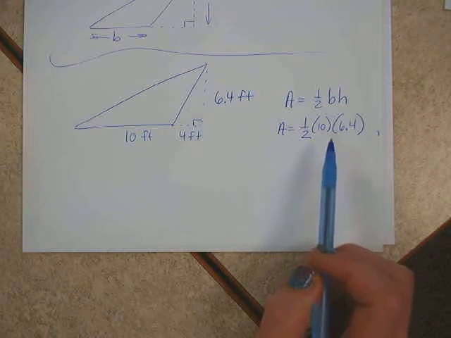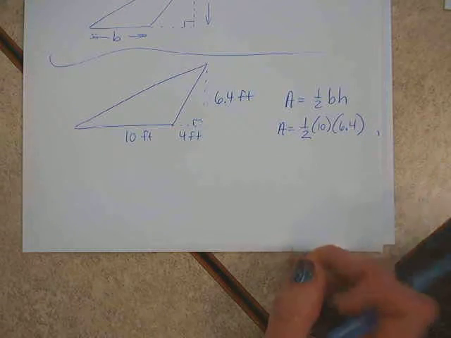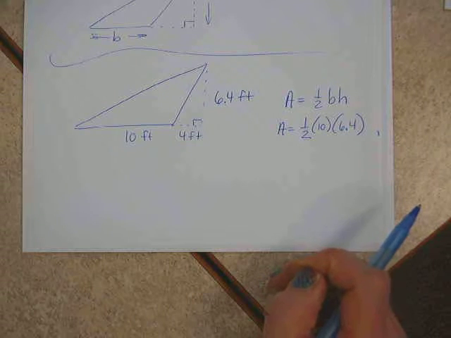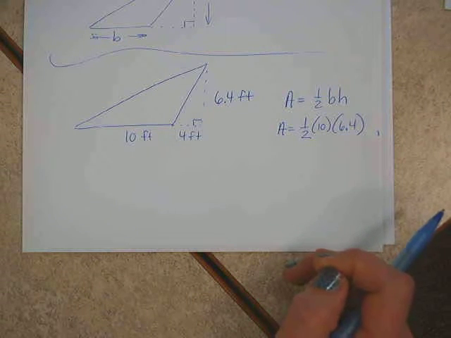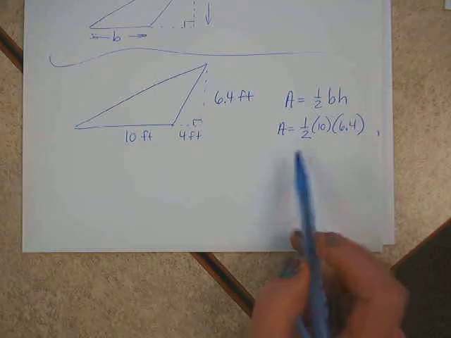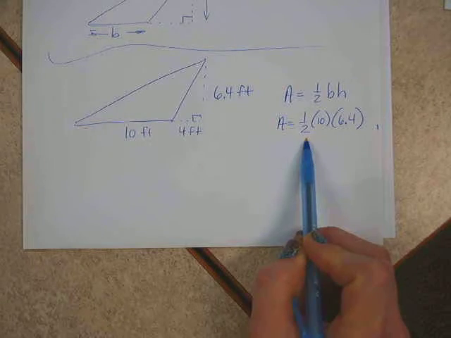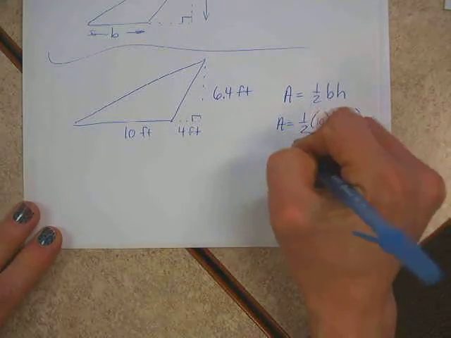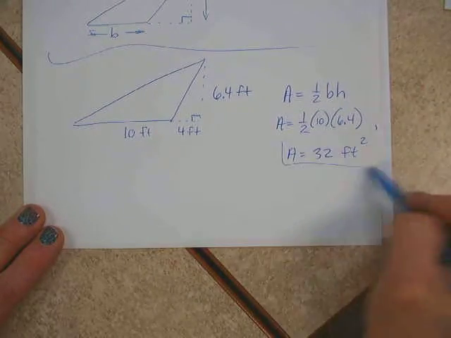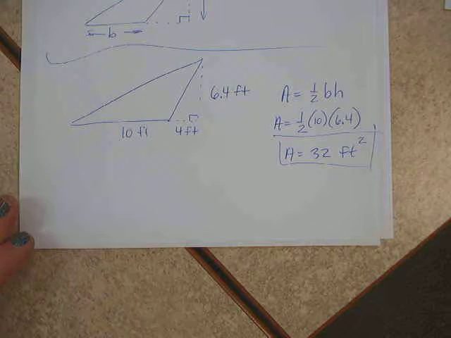Does that make sense? So you can take half of one of those dimensions and multiply it by the other if it works in your favor. You're not taking half of both of them. Okay, it's half of the product, which essentially is the same as taking half of one part. Does that make sense? So half of 6.4 is 3.2 times 10 should give me 32. And that also would be square units.